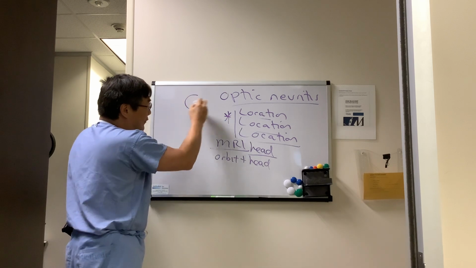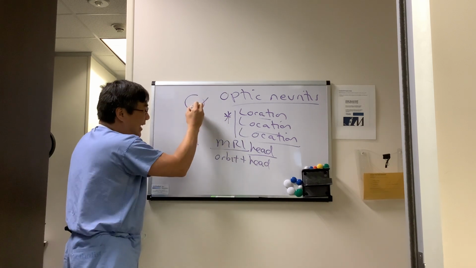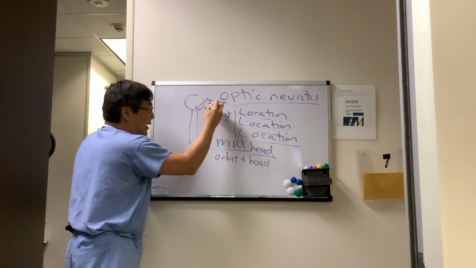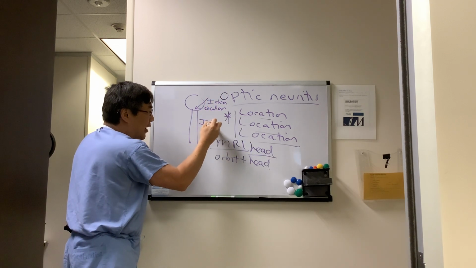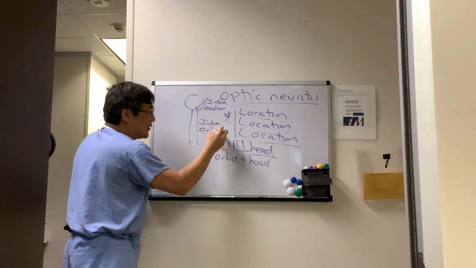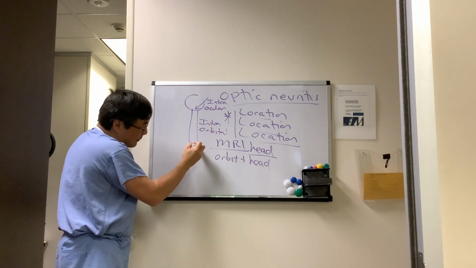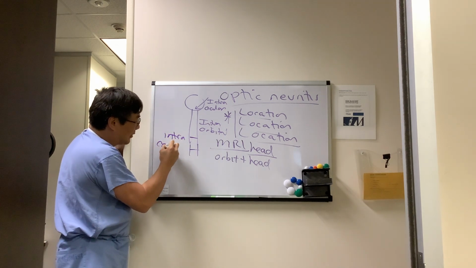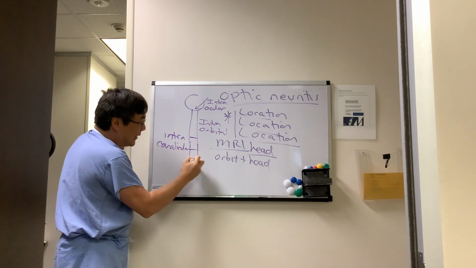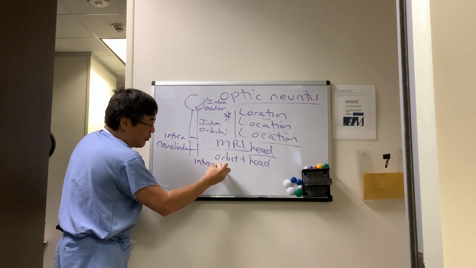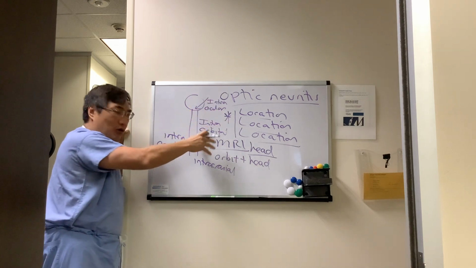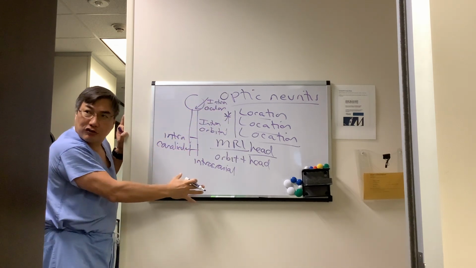So the optic nerve has four pieces. It has an intraocular portion, which is the optic disc head. It has an intraorbital portion, which is in the orbit. And then as it passes through the bony canal, that is the intracanalicular portion, because it's in the optic canal. And then you have the intracranial portion. So the four pieces of the optic nerve: intraocular, intraorbital, intracanalicular, and intracranial.